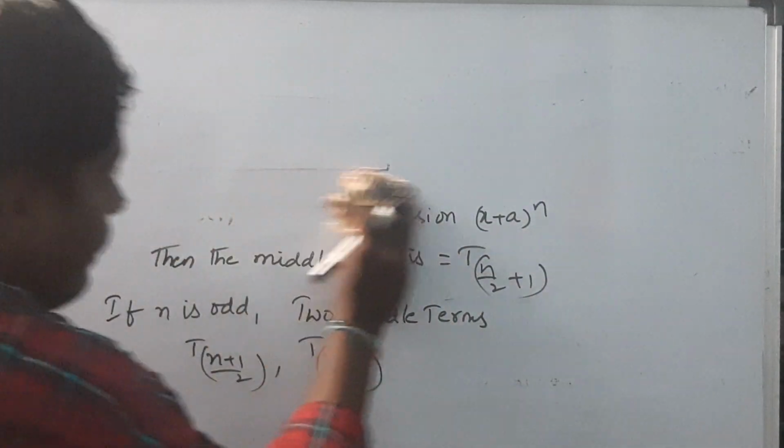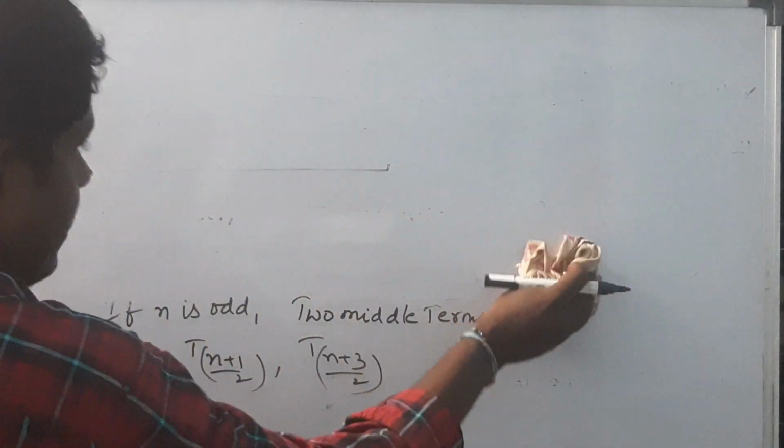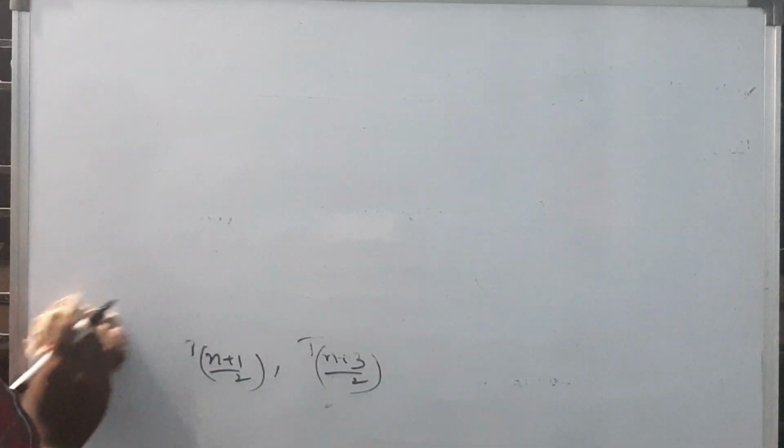What did we learn here? Binomial expansion, the (x + a) whole power n formula, the (x - a) whole power n formula, how many terms will come in the expansion of (x + a) whole power n, and the general term and the middle terms.